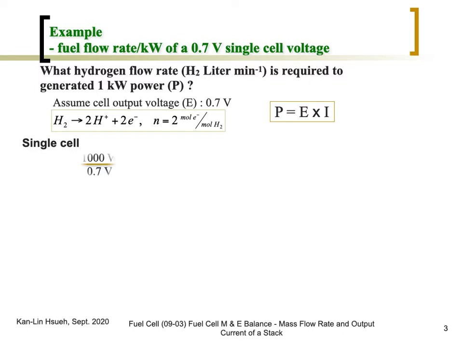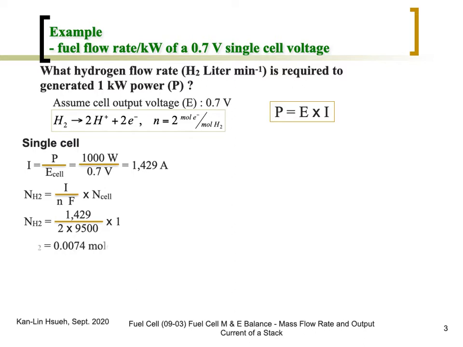The output current is I equals P divided by E cell. That means 1,000 watt divided by 0.7 volt equals 1,429 amp. From the output current, we can calculate the molar flow rate using the previous equation. We substitute the numbers in, and we need about 0.0074 mole of hydrogen per second to generate 1,429 amps for a single cell.